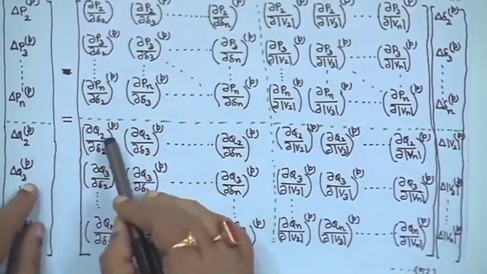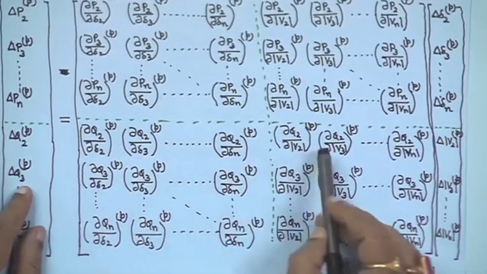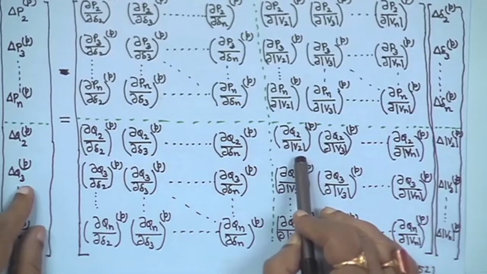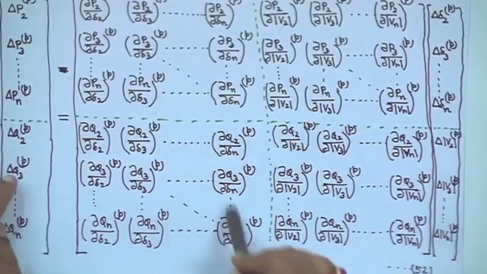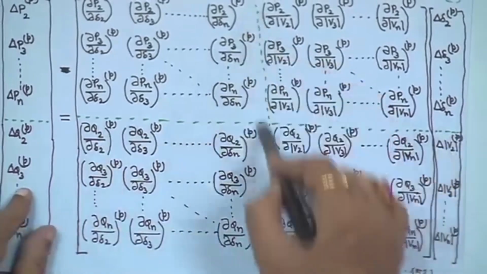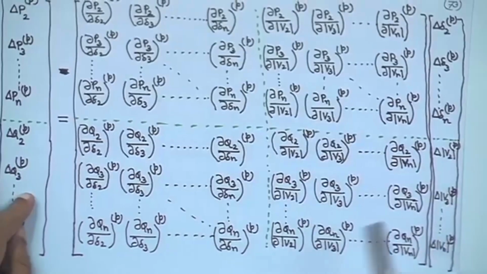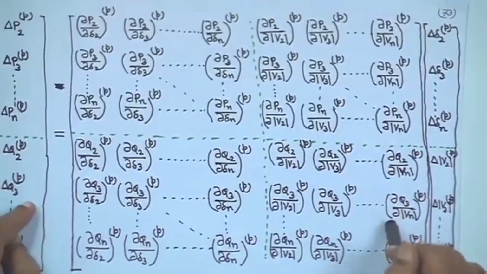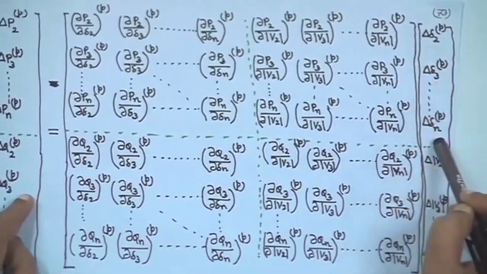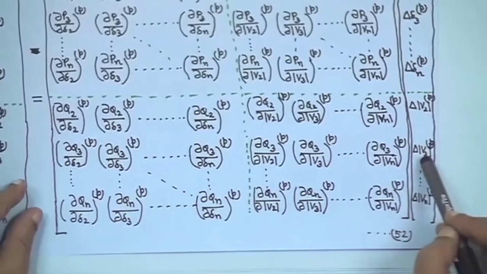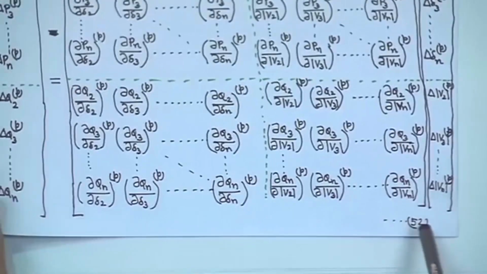Similarly, for Q also, delta Q2 upon delta delta2, delta Q2 upon delta delta3, delta Q2 upon delta delta n, and here delta Q2 upon delta V2, voltage magnitude of course, delta Q2 upon delta V3, delta Q2 upon delta Vn, right. This way you can construct it. So, this is actually a partition, assuming that all the buses are PQ buses for this one, right. Later we will see the PV bus. And this is delta delta2, delta delta3, delta delta n, and this is delta V2, delta V3, delta Vn; these are all magnitudes. So, this is equation 52, right.